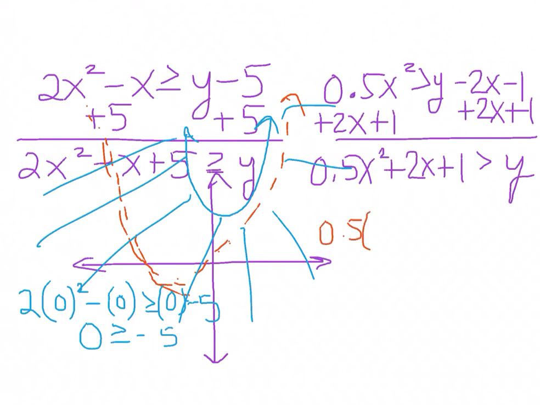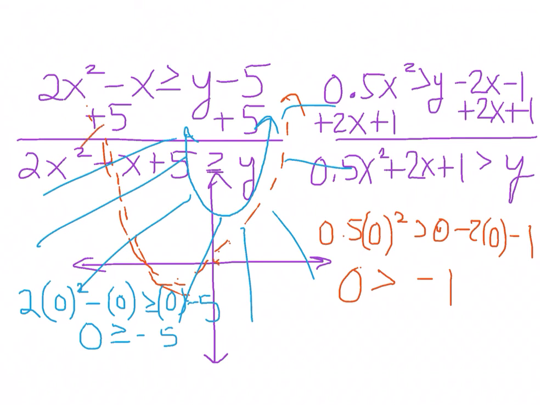Point 0.5 squared is greater than 0 minus 2 times 0 minus 1. 0 squared is times 0.5. Still 0. What's negative 2 times 0? What's 0 minus 0 minus 1? Is 0 bigger than or equal to negative 1? Yes. And again, that was on the outside of it, and it was yes.